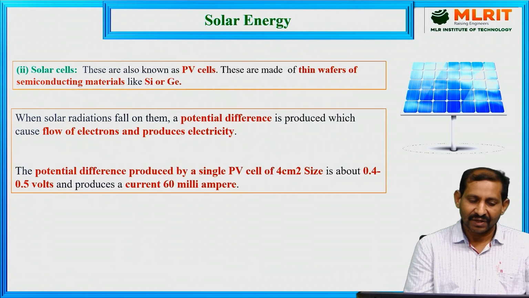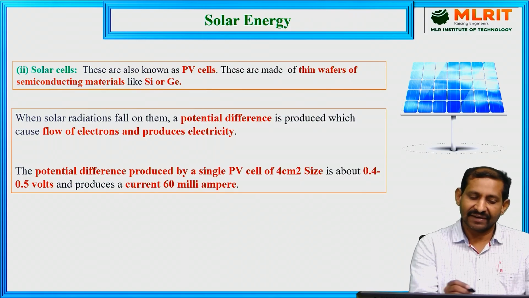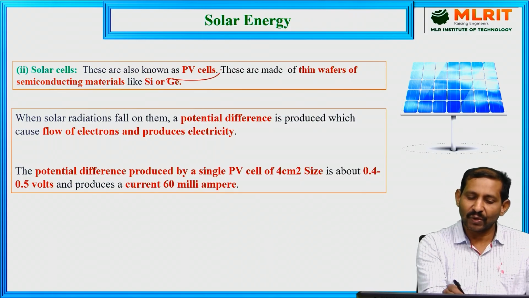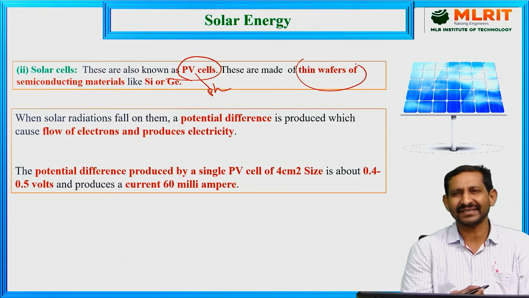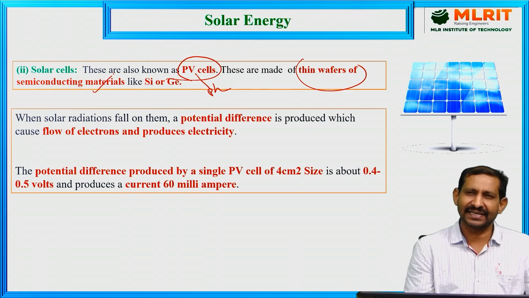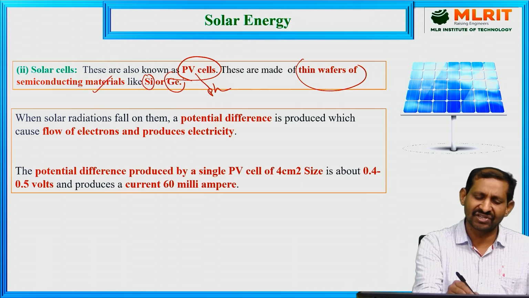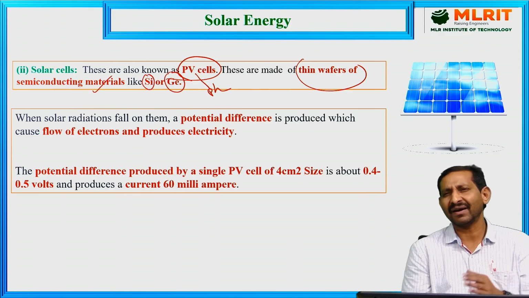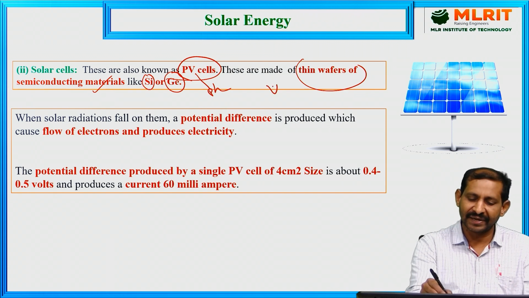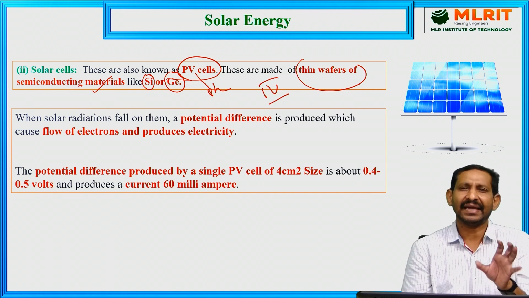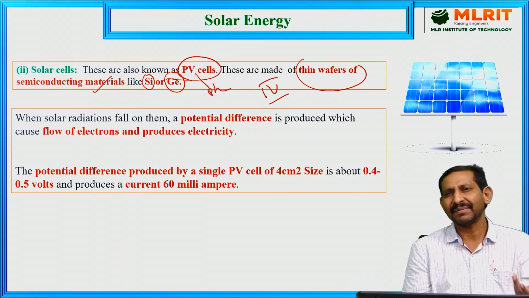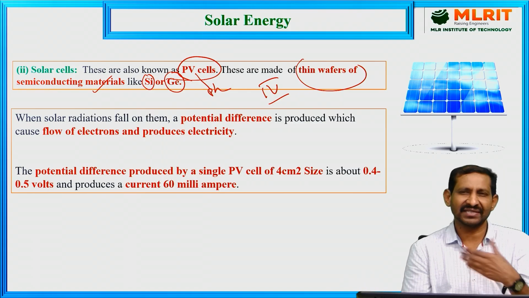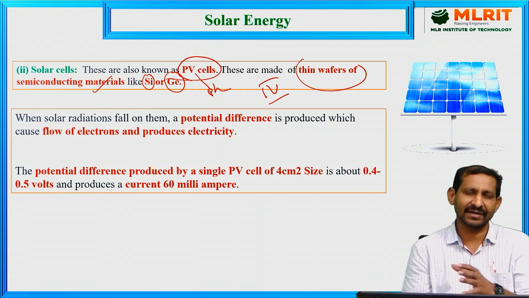Now coming to solar cells. The second one is solar cells, also known as photovoltaic cells. PV means photovoltaic cells. Generally these photovoltaic cells are made from semiconducting materials, either silicon or germanium. Silicon and germanium are fourth group elements in the periodic table, and these elements are widely used for the preparation of semiconducting materials. We can discuss what a semiconducting material is, with some introduction to it.